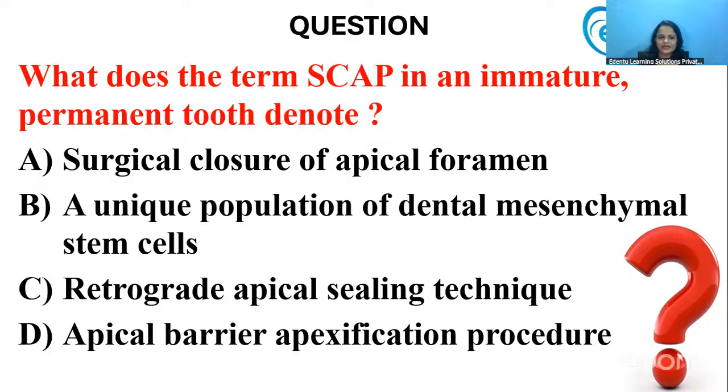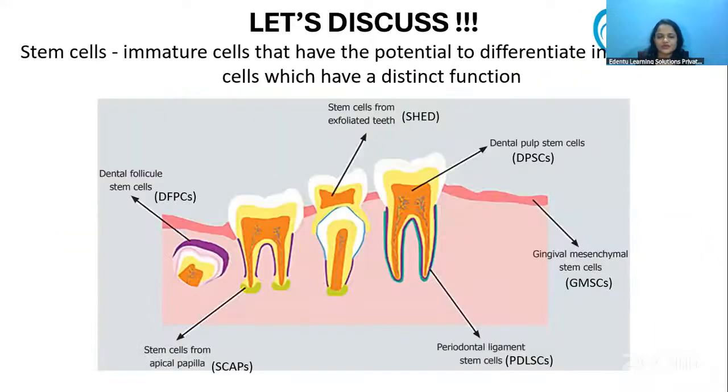SCAP is actually a unique population of dental mesenchymal stem cells. I will explain it in detail. What are the stem cells? The stem cells are the immature cells. They have the potential to differentiate into any specialized cell with a distinct function. The most immature cells are the stem cells. You can just activate them and they will differentiate into any cell of your choice.